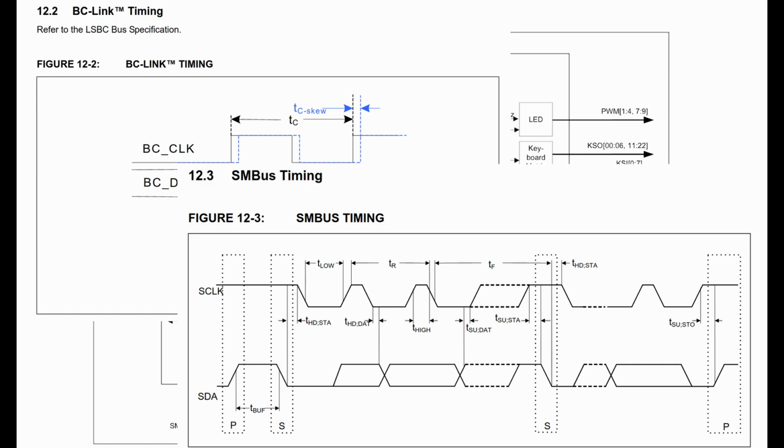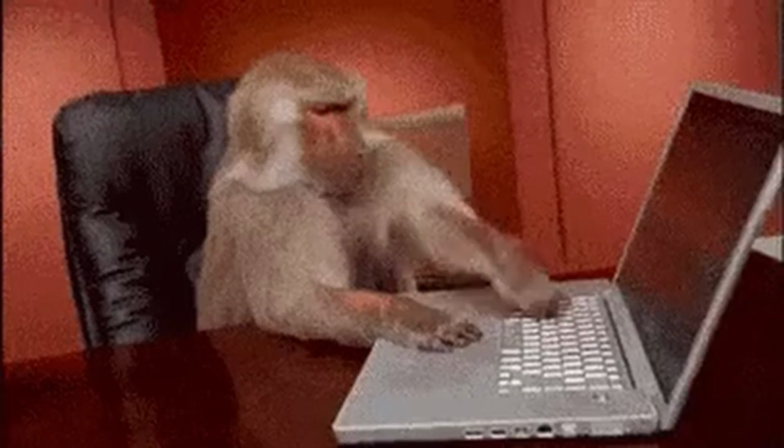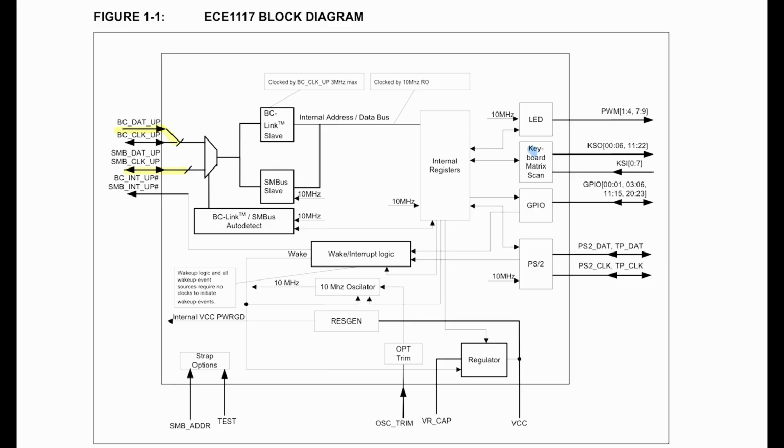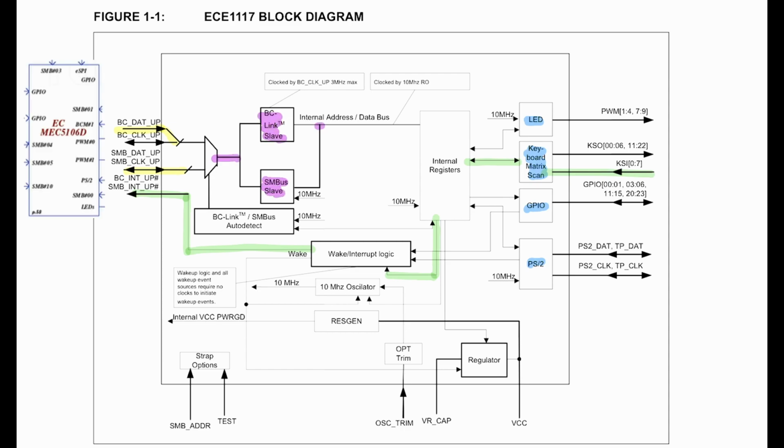At this point, if you have no idea what I'm talking about, the quick overview is that our keyboard is going to somehow send some signals to the ECE1117 chip, and then the ECE1117 chip is going to send those signals to some host device, like our computer. The host device might actually be the as-of-yet mysterious MEC5106D chip, but we don't really know at the moment.